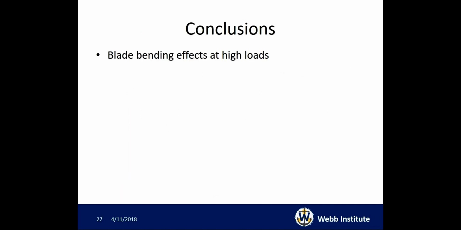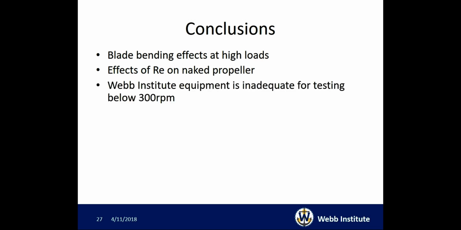So, some conclusions. First, I can clearly see the bending effects as predicted at high loads. Second, the effects of the Reynolds number on the naked propeller were also as predicted as the Reynolds number was decreased. Third, the Webb Institute propeller boat was inadequate for testing below 300 RPM, and to decrease the Reynolds numbers to the range where I wanted, I should have used a cavitation tunnel, but none was available.